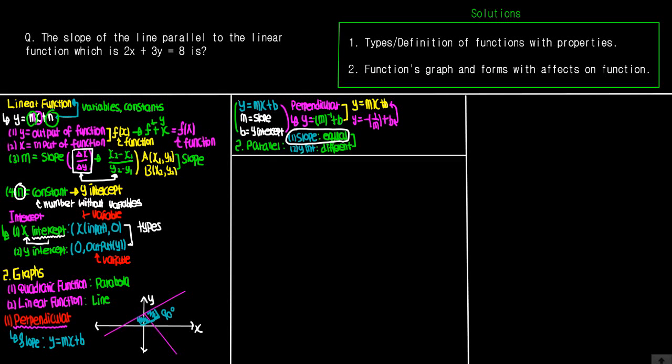A related question about the last one will be the slope of the line parallel to the linear equation 2x plus 3y is equal to 8. So we're basically trying to solve for the slope of our linear function, unlike the last video where we had to find a perpendicular line. So it is about the parallel line's slope.